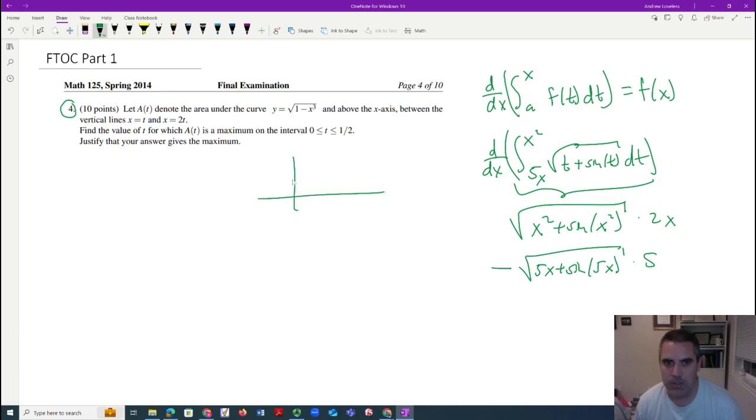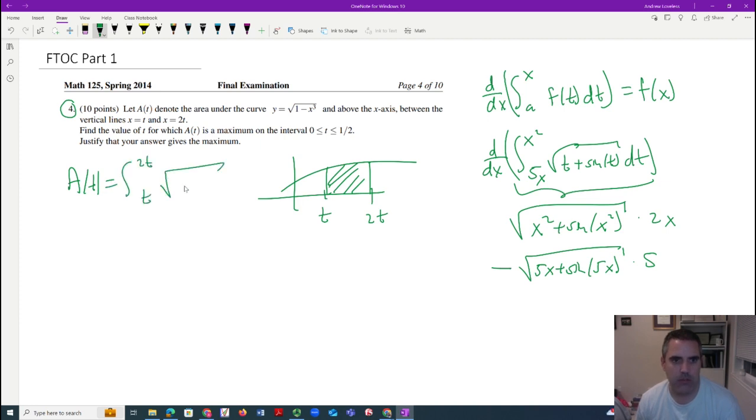So it says here you have some sort of function. It doesn't even matter if the picture's accurate. You have something they're calling t and something they're calling 2t, and it's talking about this area. This area then is the integral from t to 2t of the square root of 1 minus x to the third. So now let's read the rest.